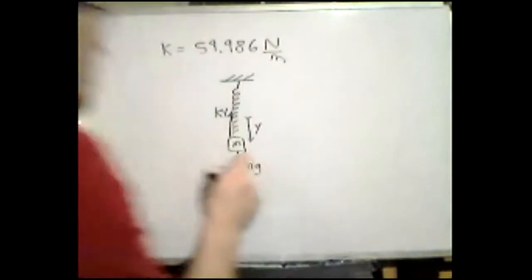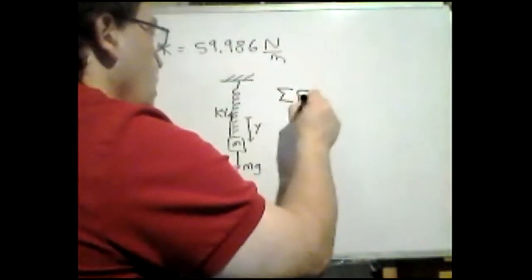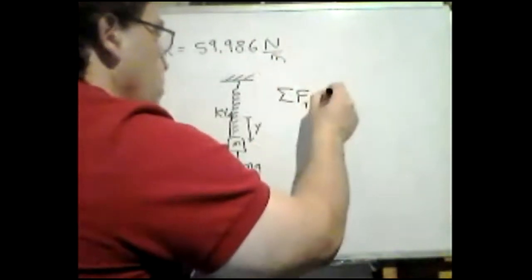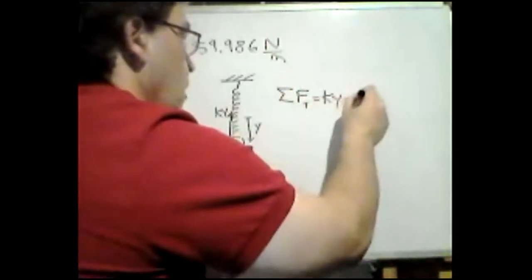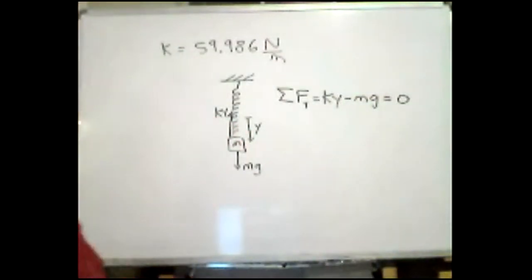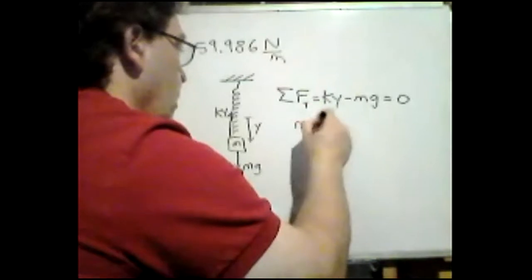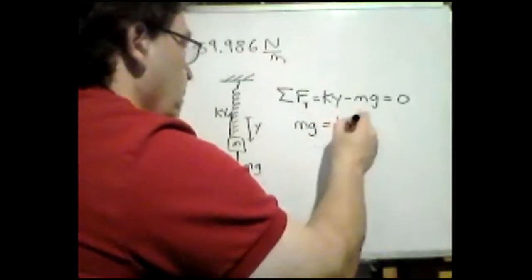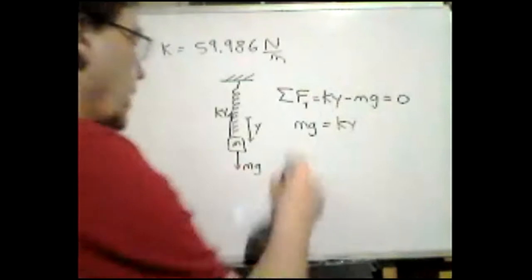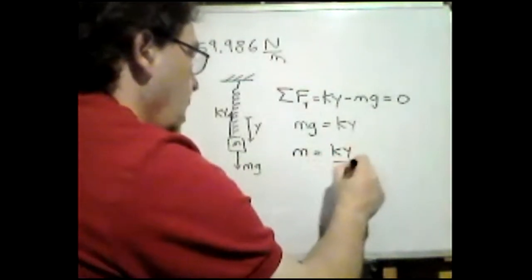So what do we know again? We know Newton's second law in the y direction, the sum of all forces in the y direction. Hooke's law force is straight up, ky, and straight down is mg. And it's in equilibrium, so there is no acceleration. Now this time I don't know m, so I'm going to solve here. I get mg is equal to ky. Divide both sides by g. I have m equals ky divided by g.